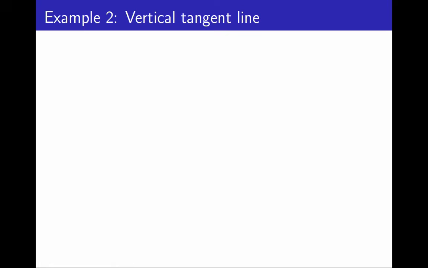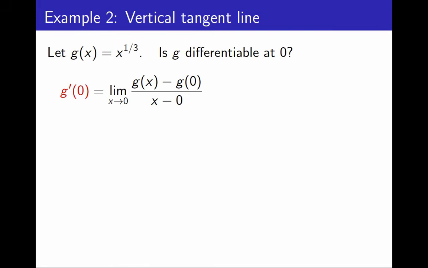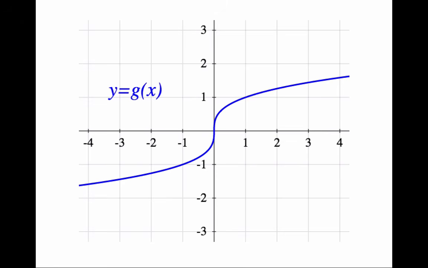For the second example, I will look at the function g, defined as g of x equals x to the 1/3. I want to know whether g is differentiable at 0. Again, I try to compute the derivative g prime of 0 from its definition as a limit. Using the expression I have for g, this is the limit as x approaches 0 of x to the 1/3 over x, which is the limit of 1 over x to the 2/3. This limit is infinity because the denominator has limit 0 and is always positive. Now, remember that derivative means slope. What does infinite slope mean? A line with infinite slope is a vertical line, so this suggests the graph has a vertical tangent line. And indeed, this is what the graph looks like.